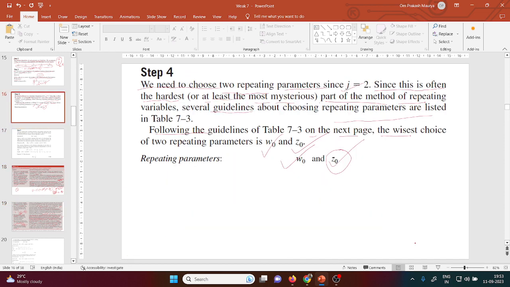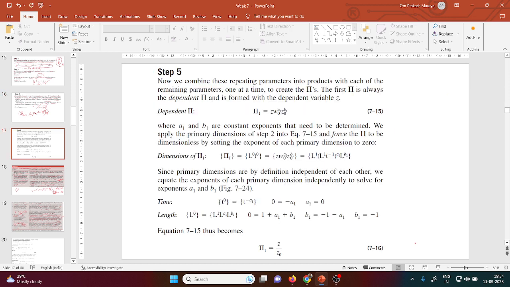Why are we choosing here? We have the option: Z naught is a function of Z naught, W naught, time and G. So we are choosing only this; the dependent variable we cannot use. Time we do not wish to choose, and G is already seen. Already you have seen why we are choosing W naught and Z naught as the repeating variables. So now the step 5, after that I think you all know, no problem.